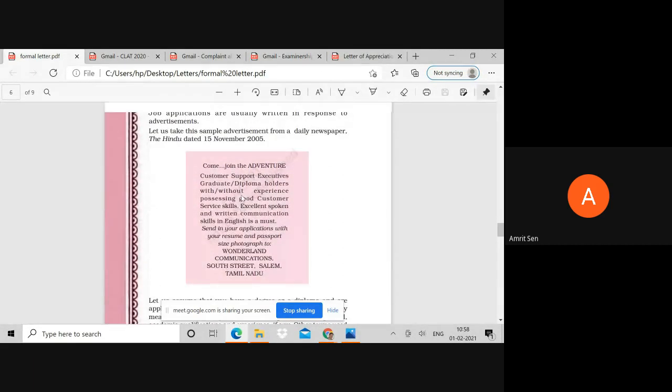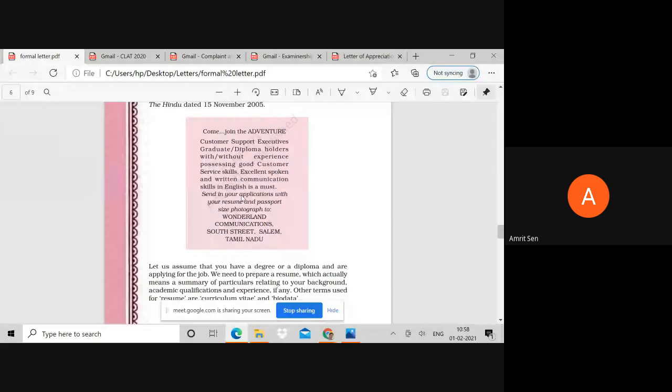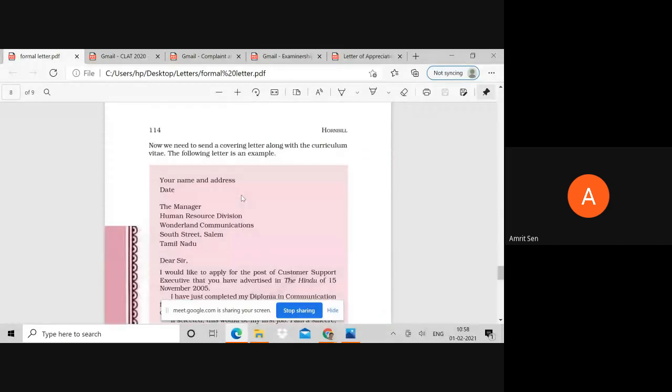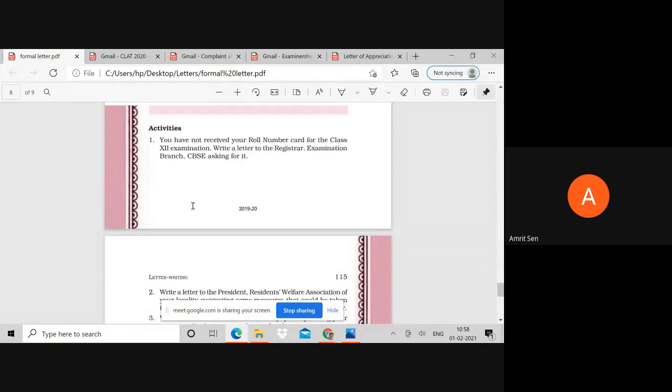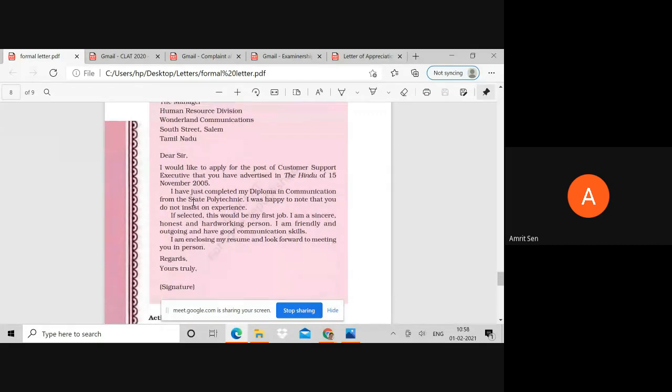Now, this is a job application, right? This is a job application with reference to this particular ad. So we'll talk about the curriculum vitae later on, but your name and address can also come beneath when you finish the letter, but this is a sample. It can come also on top. The date, it's written to the manager, "Dear sir, I would like to apply for the post of this that you have advertised in the Hindu. I have just completed," so you state very briefly about yourself, "I have just completed my postgraduate degree in English, say for example, from Visva-Bharati Shantiniketan."